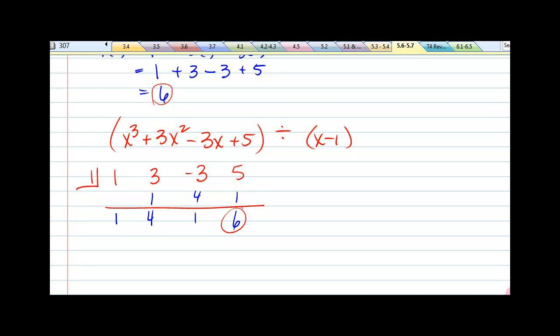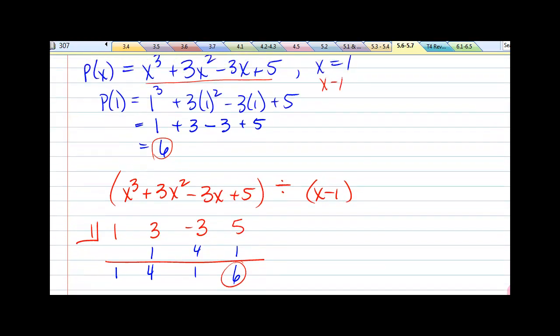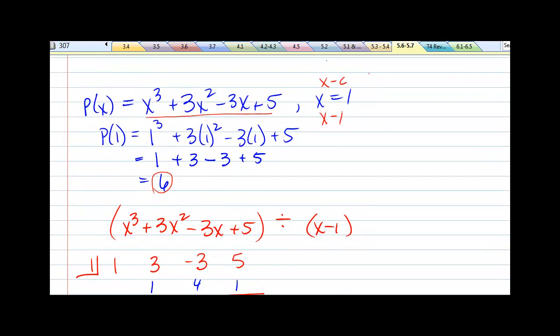All this is really telling me is that if I get anything other than a 0 here, then the graph of this function will not have this for a root. So this is how you're going to do your homework when you are asked to substitute and use synthetic division to prove the remainder theorem.